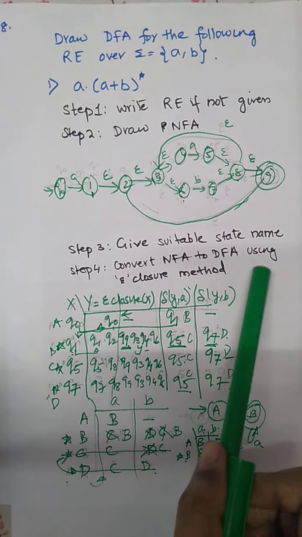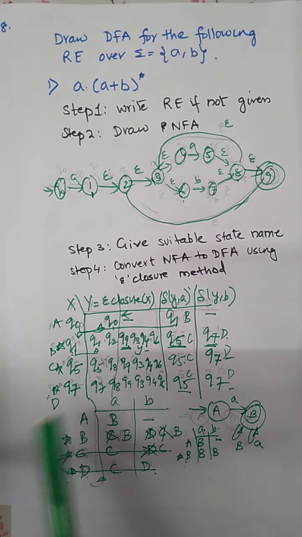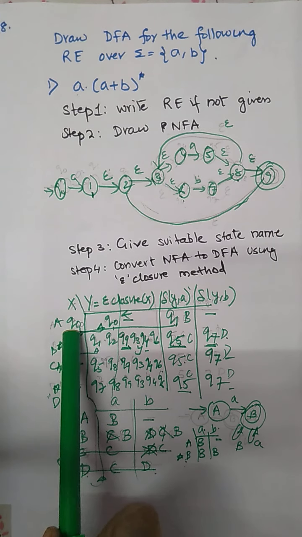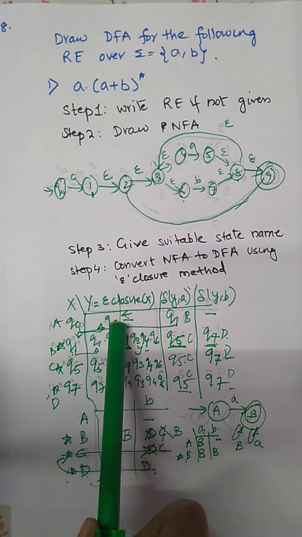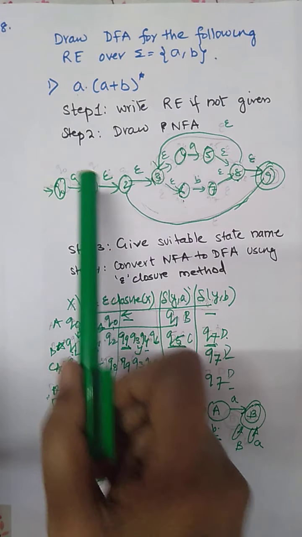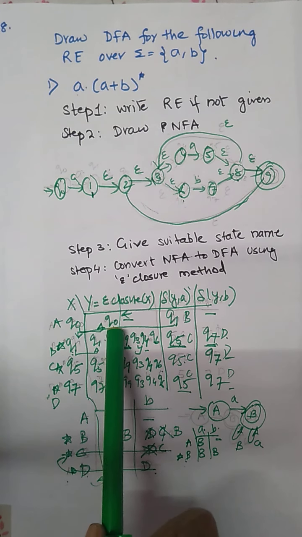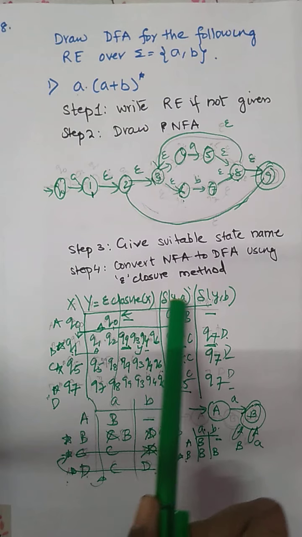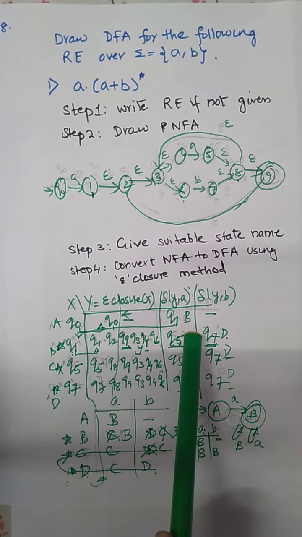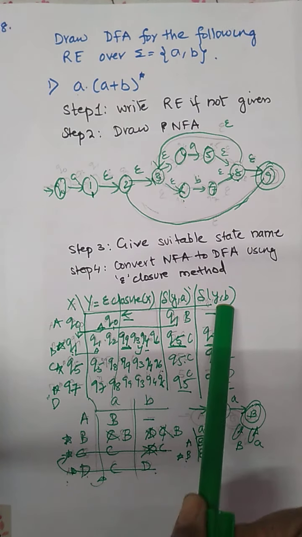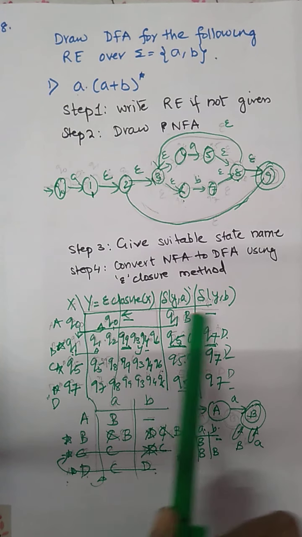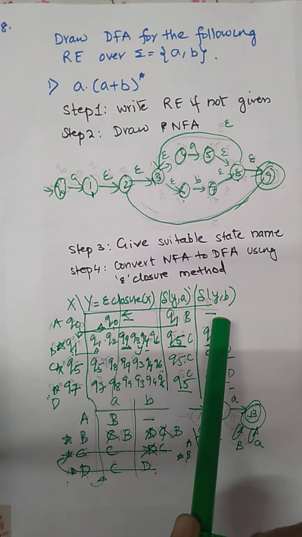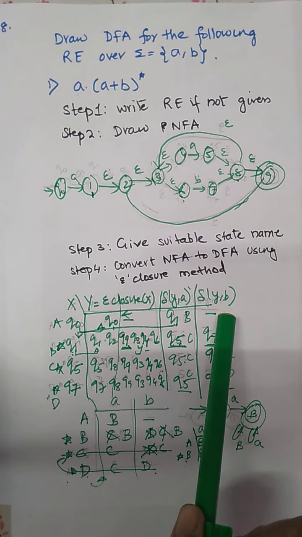Now convert the NFA to DFA by using epsilon closure. Here Q0 is X; we have to find the epsilon closure of Q0. Q0 with epsilon is not going to anything, so this will become Y. Y on A, where is it going? It is going to Q1. Y on B, is Q0 going anywhere on B? No, Q0 is not going anywhere with input symbol B.